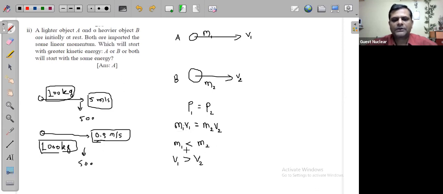Okay, but because of this, the question here is which one will start with the greater kinetic energy. Now we want to compare their kinetic energies. So K1, the kinetic energy of the first body, will be equal to half of m1 into v1 squared, right? And in the same way, K2, the kinetic energy of the second body, can be written as half of m2 into v2 squared, correct? Now we want to compare these two.